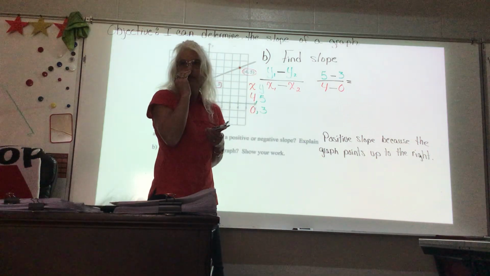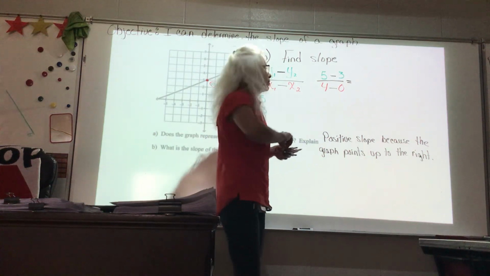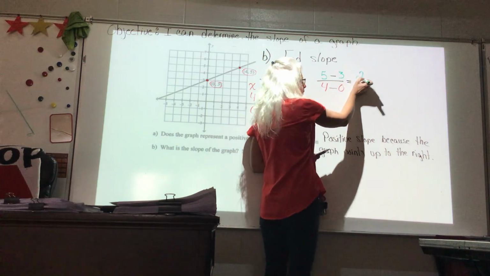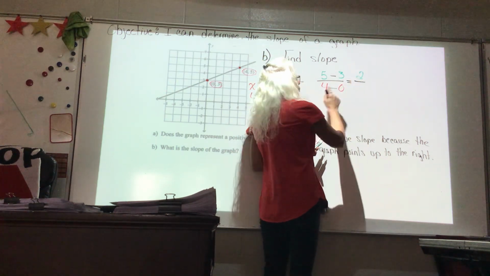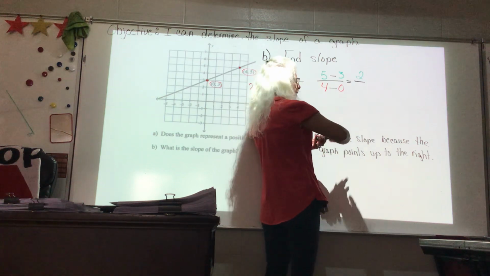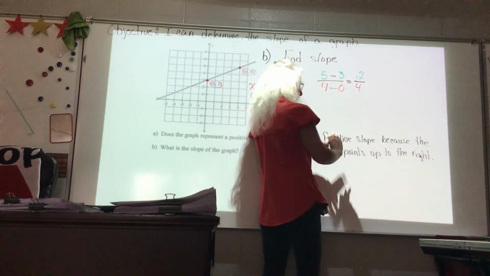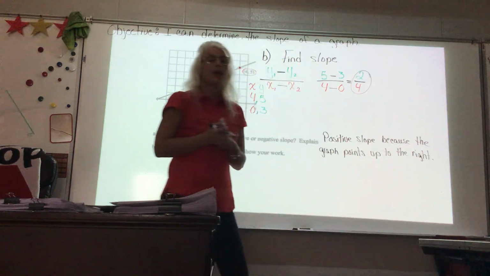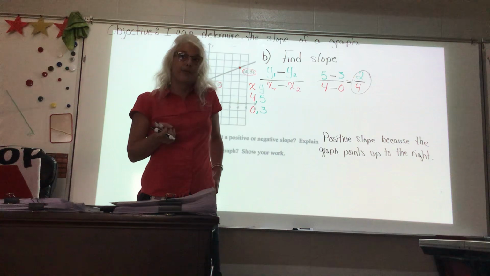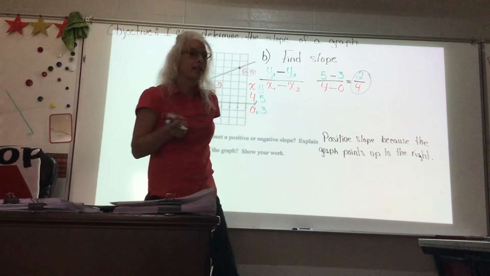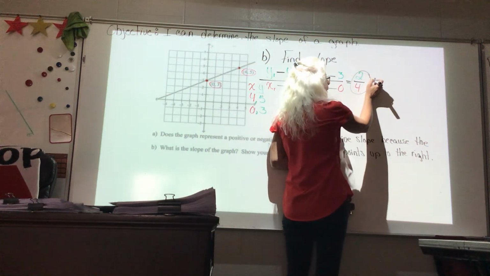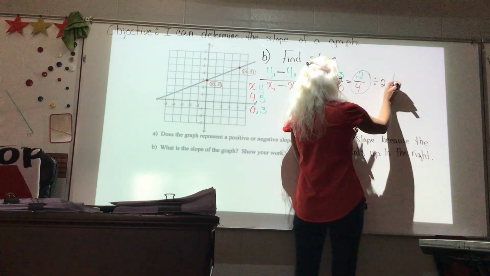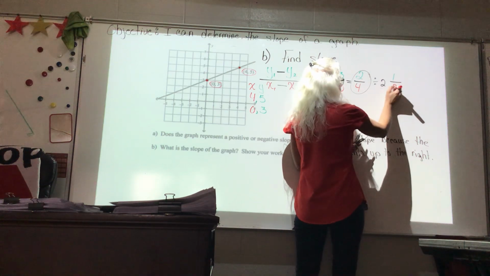Are you okay with this? Now you're just going to subtract. 5 minus 3 is 2. 4 minus 0 is 4. My slope is 2 halves. However, you can either convert it to a fraction or simplify it. So we can simplify by dividing this by 2 and get 1 over 2.